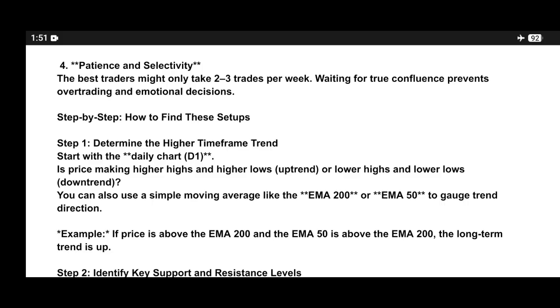It's very, very important. Is price making higher highs and higher lows? Then you know it is an uptrend. Or is price making lower highs and lower lows? Then you know it is a downtrend.